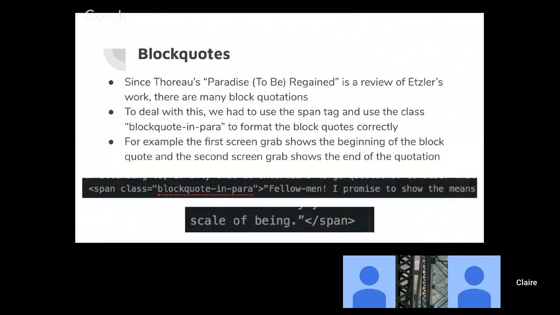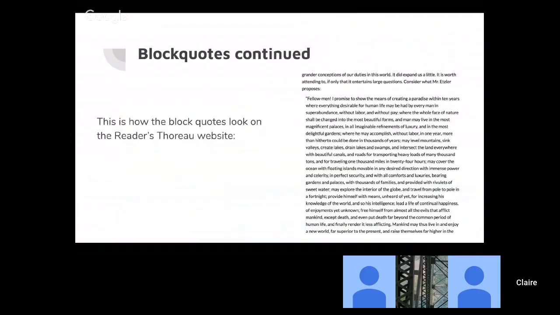And so this is how the quote would start. So span class equals block quote and para, and then you just have to close the span tag at the end of the quote. And this is how it would look in the Readers Thoreau website.